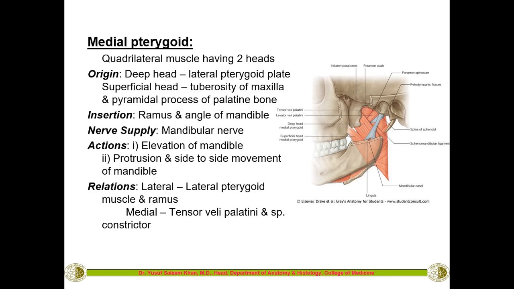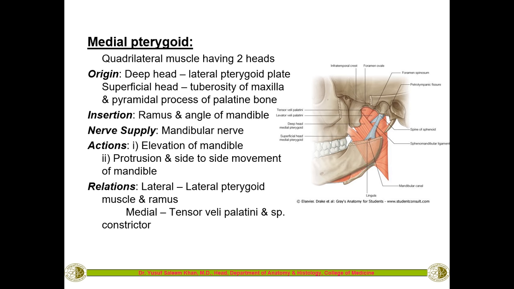The action of this muscle is the elevation of the mandible. Just like the temporalis, this also helps in the elevation of the mandible. Temporalis and the medial pterygoid will help in the elevation of the mandible together. And the lateral pterygoid will help in the depression of the mandible, that is opening of the mandible, and this medial pterygoid will help in the closing of the mouth.